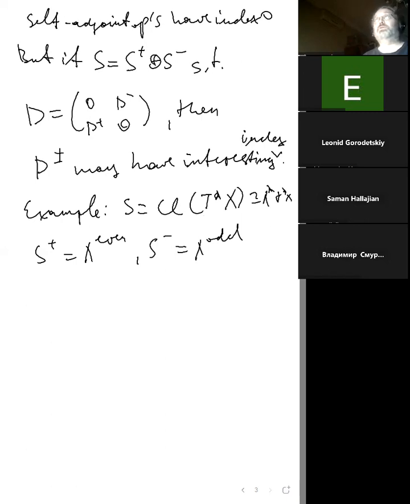Okay, I think I saved everything. So let's disconnect and then reconnect.